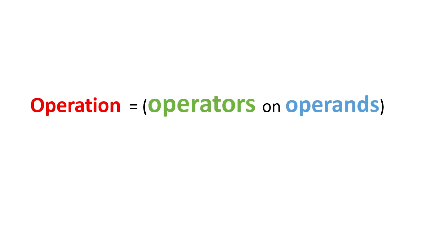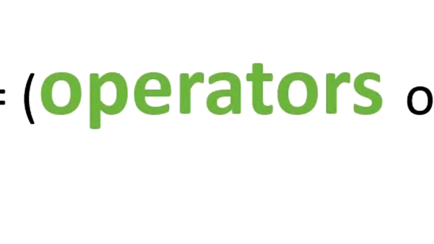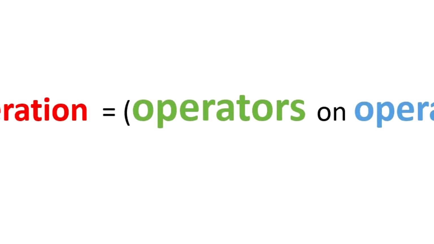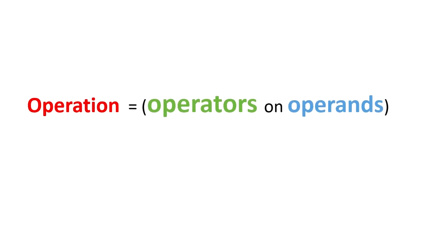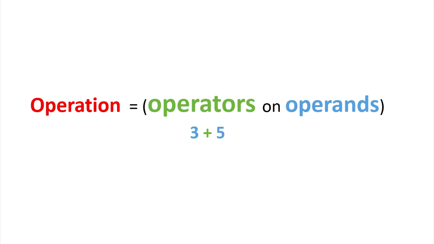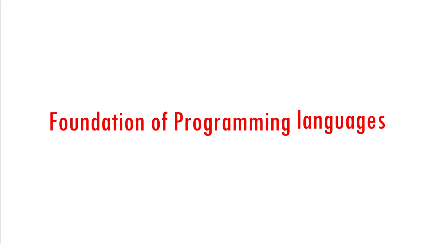Any operation, be it a mathematical or a logical computation, is performed using the combination of operands and operators. An operator performs the operation on the operands. For example, for this operation, 3 and 5 are the operands, and the addition operator plus is the operator. The addition operator basically tells the system to sum the values of the operands. Thus, it is already clear that operators are actually the foundation of any programming language.